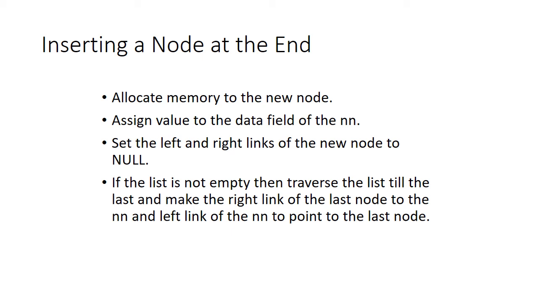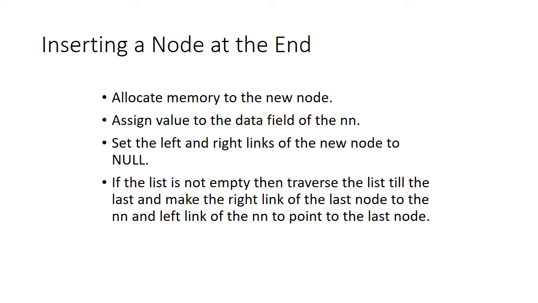I'll enter the data in the data field of the new node, and now I'll check whether my list is empty or not. How I'll check? I'll check the value of head. If the value of head is equal to null, then the node which I have created itself is the first node as well as last node, no doubt in it, because I have already initialized the left pointer and right pointer as null.